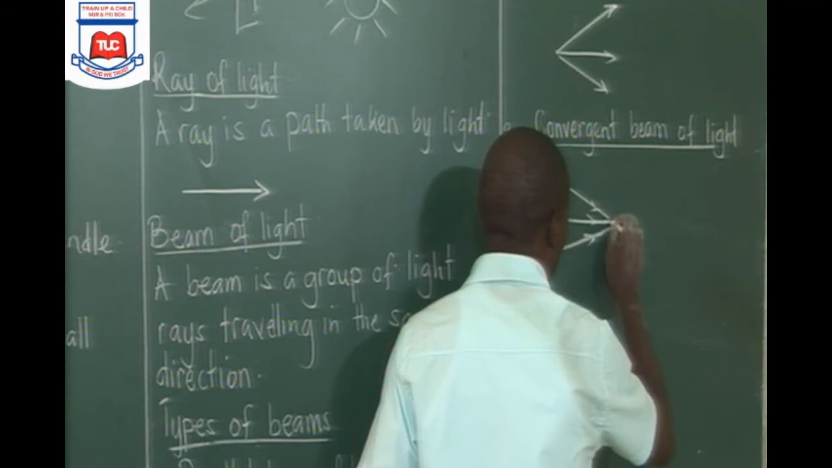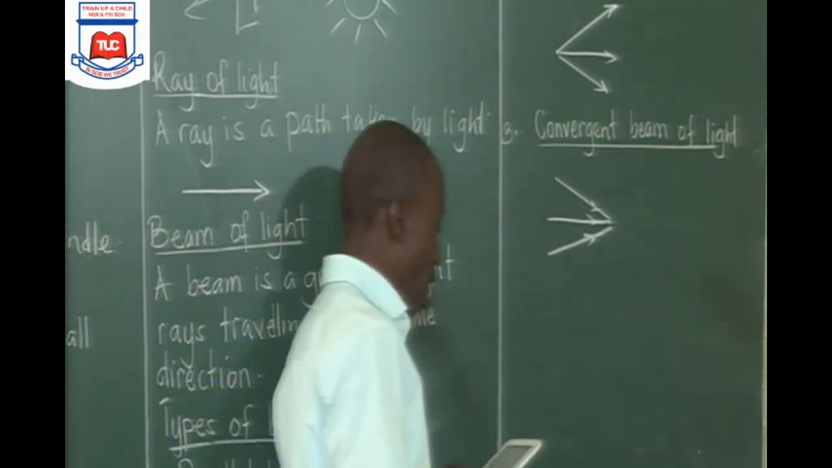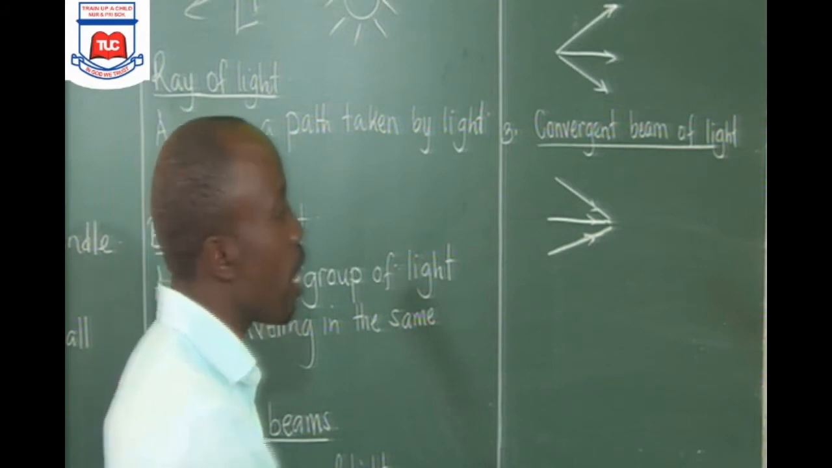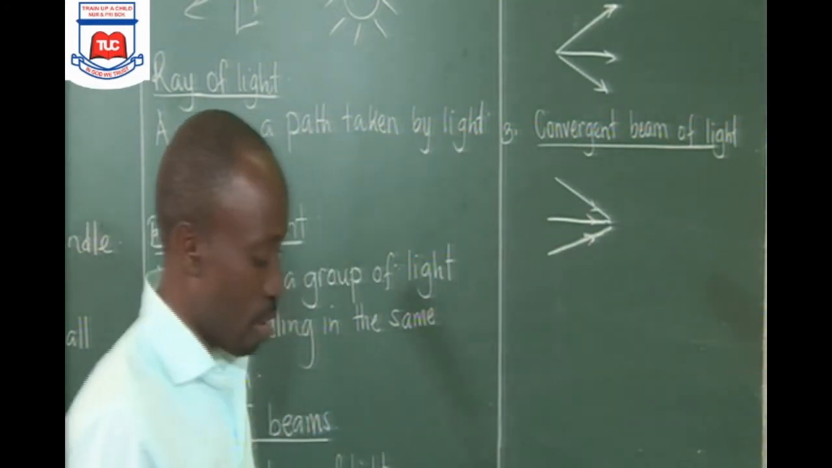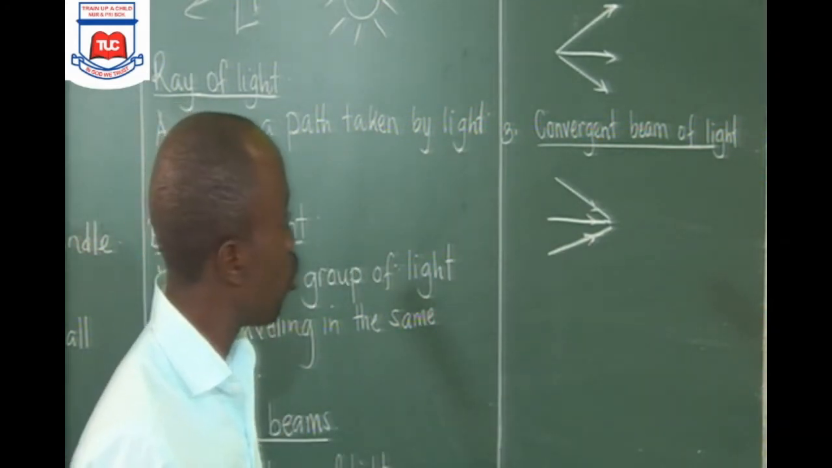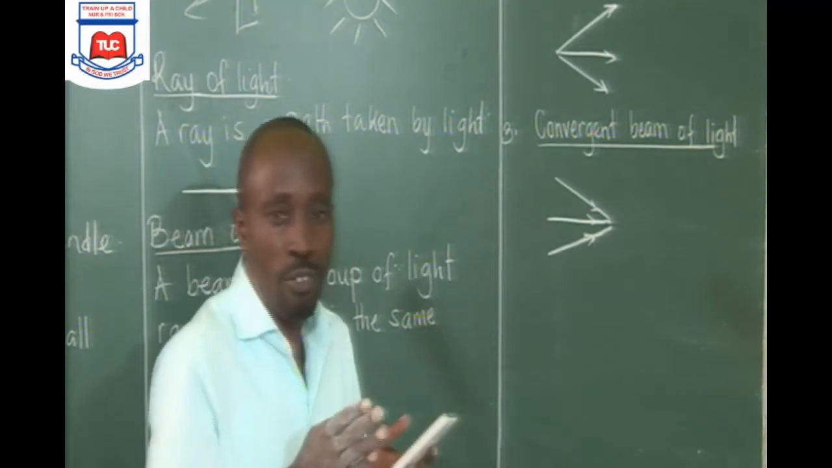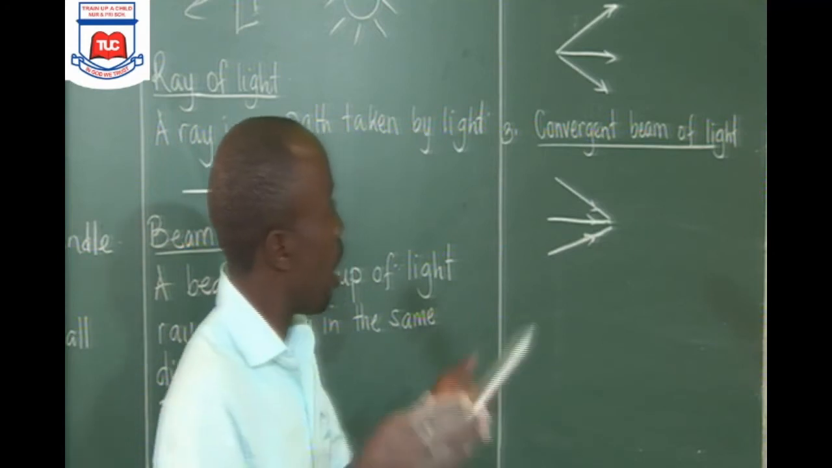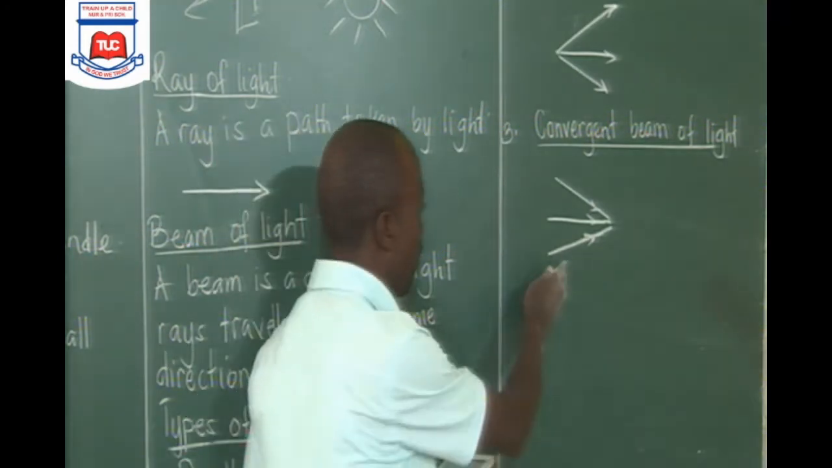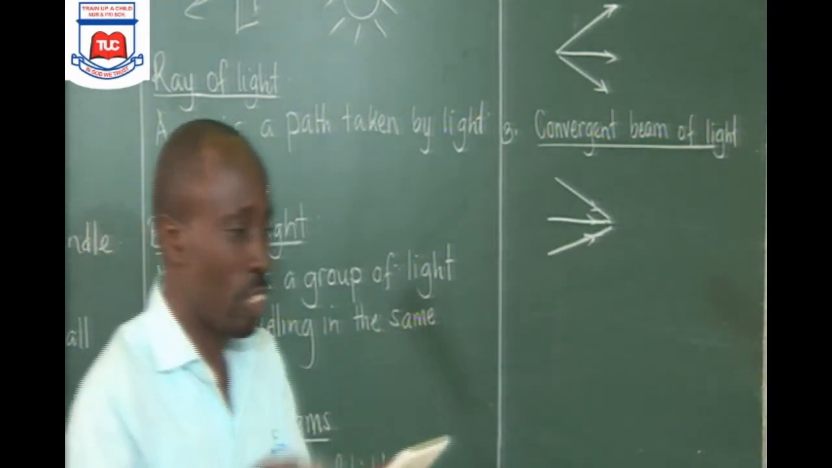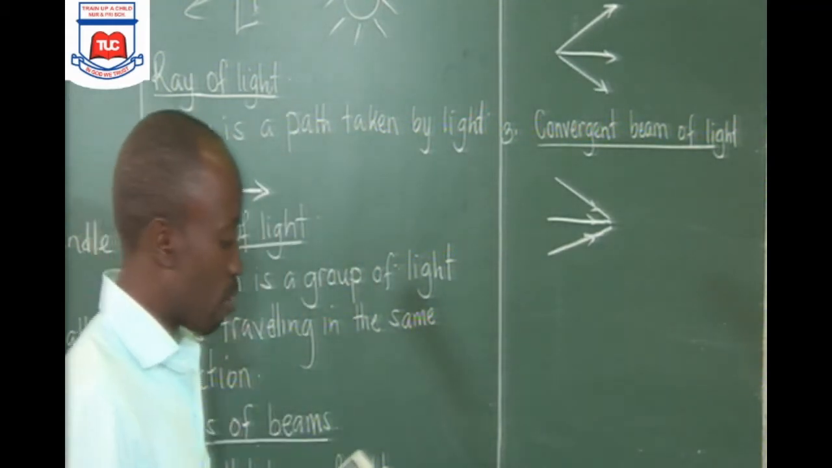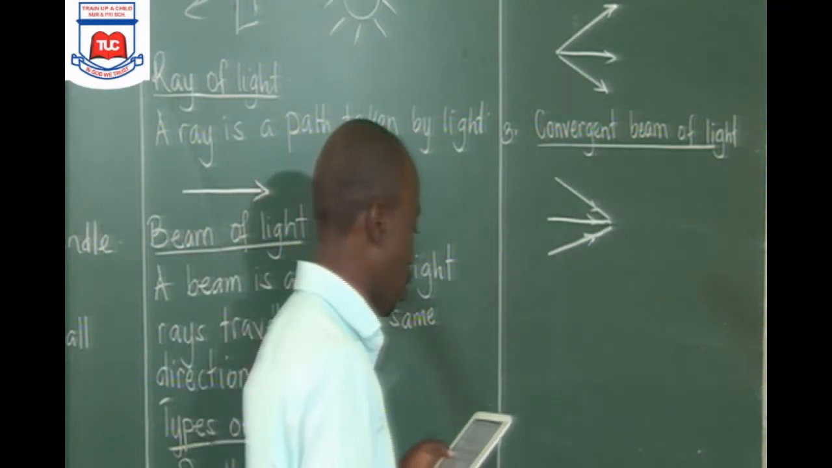Okay? So, when an examiner asks you to draw any of these beams, I think right now you know what to do. Divergent, it has to come from one point and spread in all directions. I mean in different directions. Then this one comes from different directions and meets at one point. Okay? So those are the three categories that we can talk about.